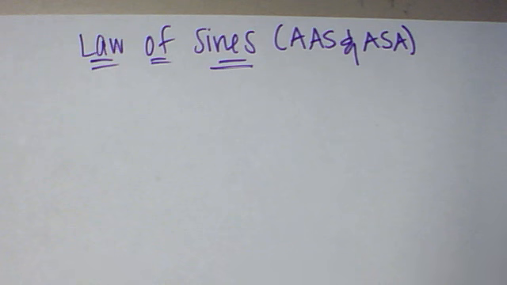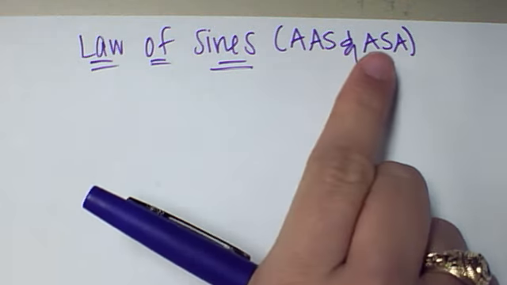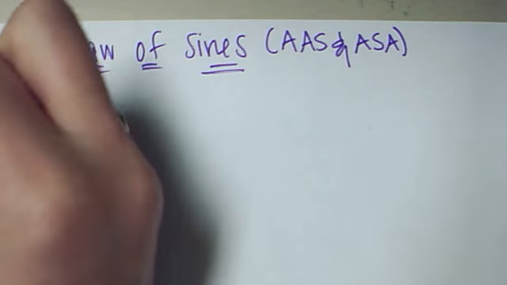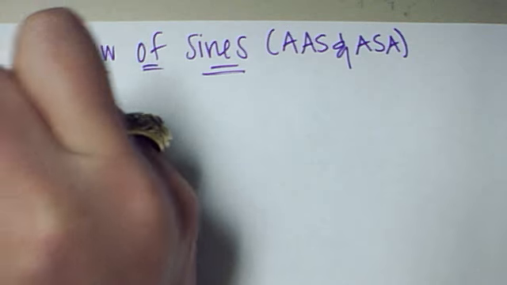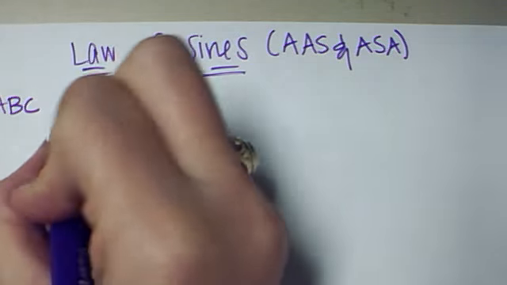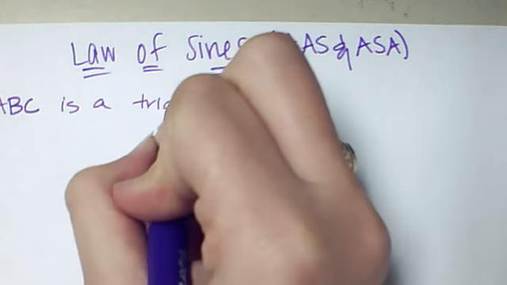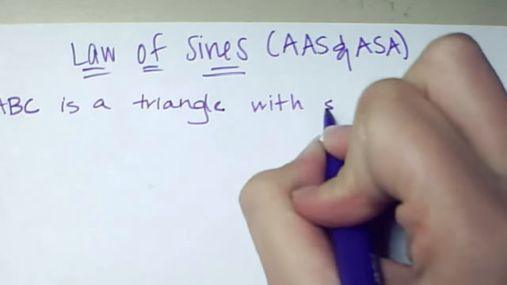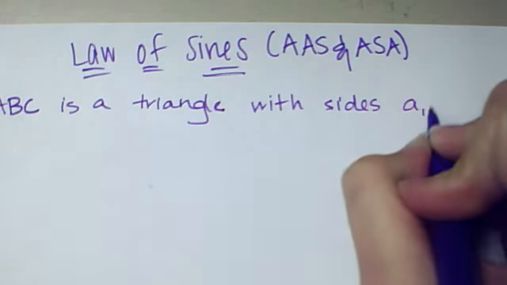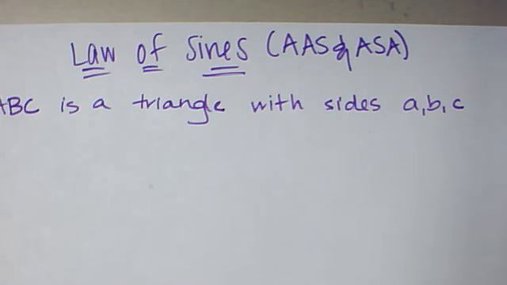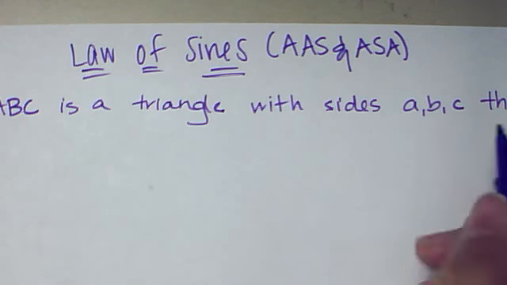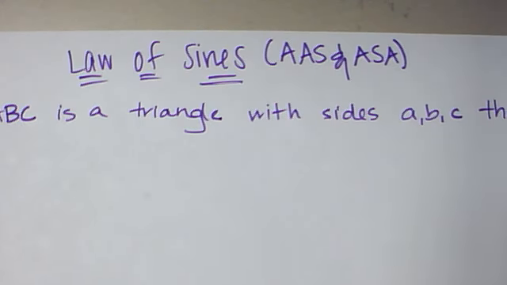Different triangles call for different cases. So in this case, I'm only talking about if I start out with two angles and a side, or an angle, side, angle. Okay, here's the rule. If ABC is a triangle with sides little a, b, c, and those correspond, so angle A is across from side A. Angle B is across from side B.